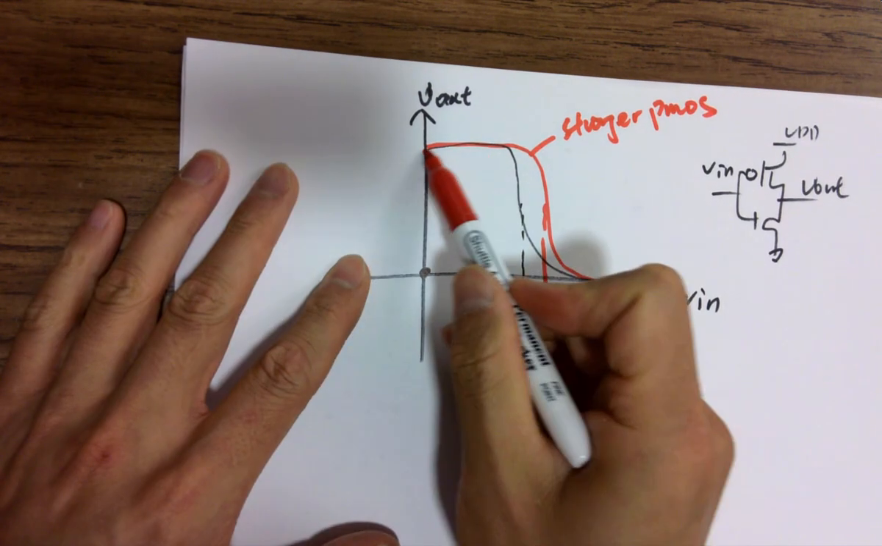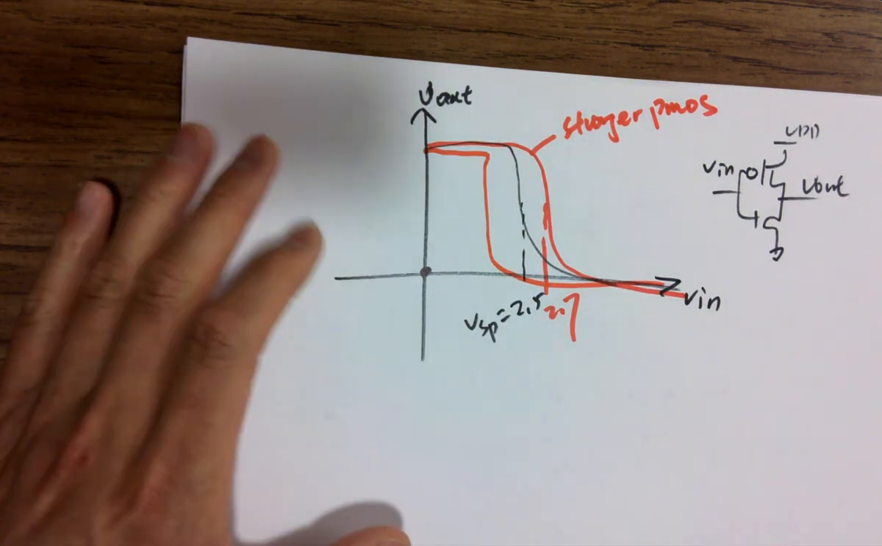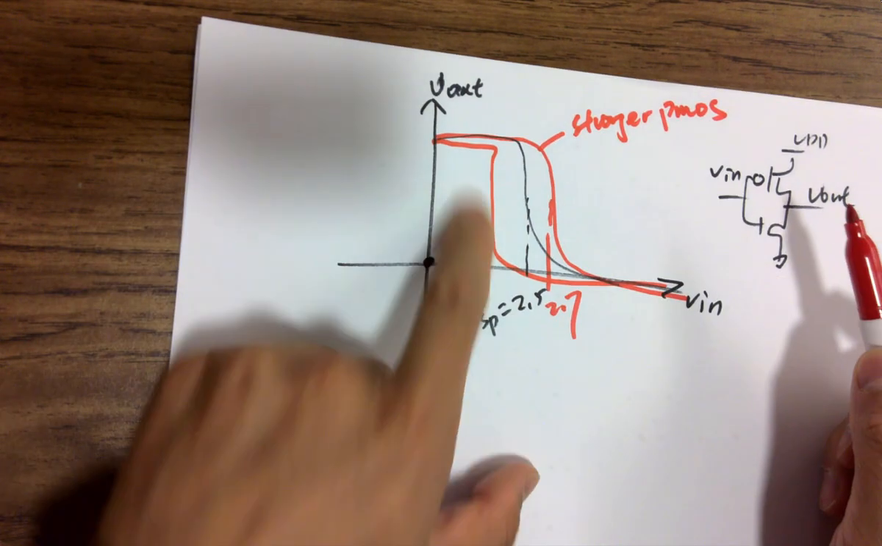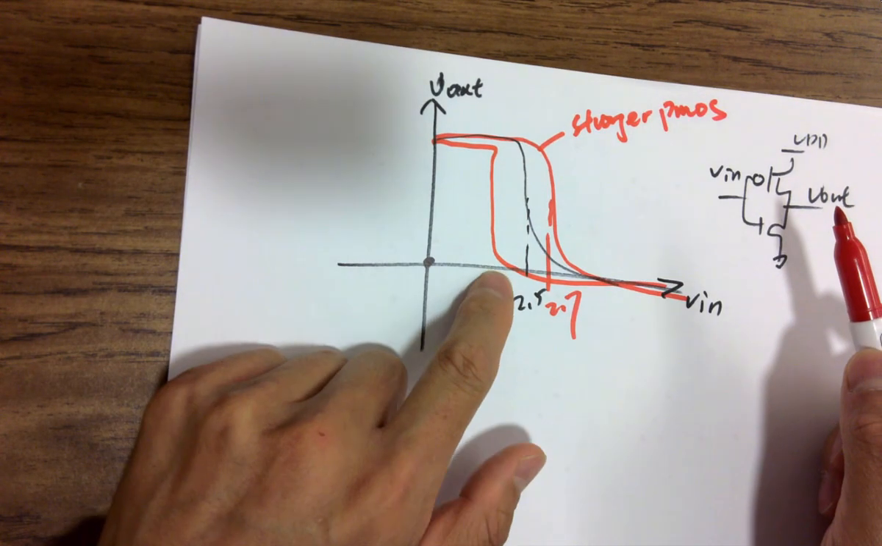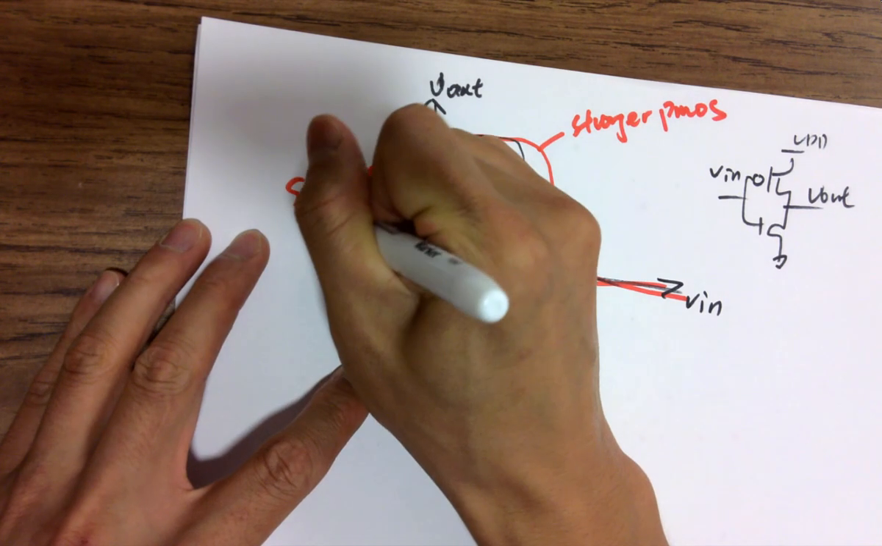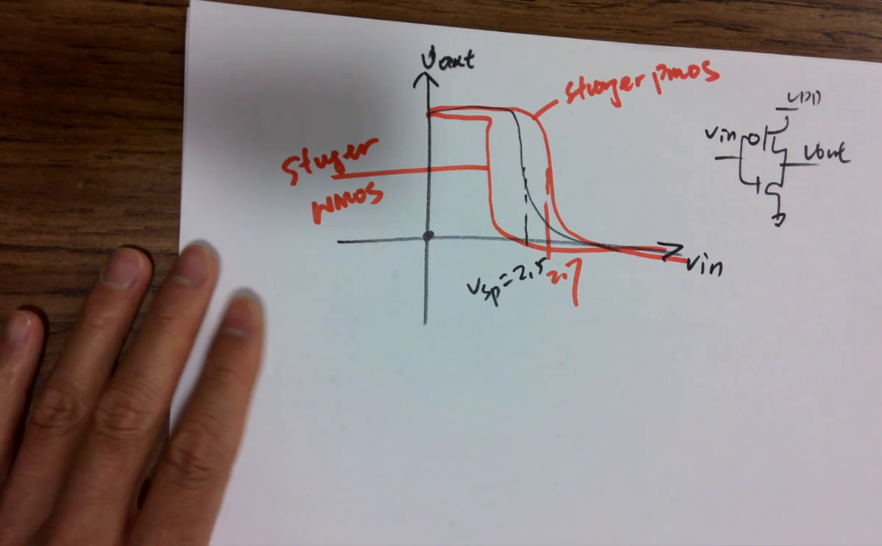If I want to switch it at 2.2 volts instead, use a stronger NMOS, because a stronger NMOS will pull this down earlier than 2.5. Okay?